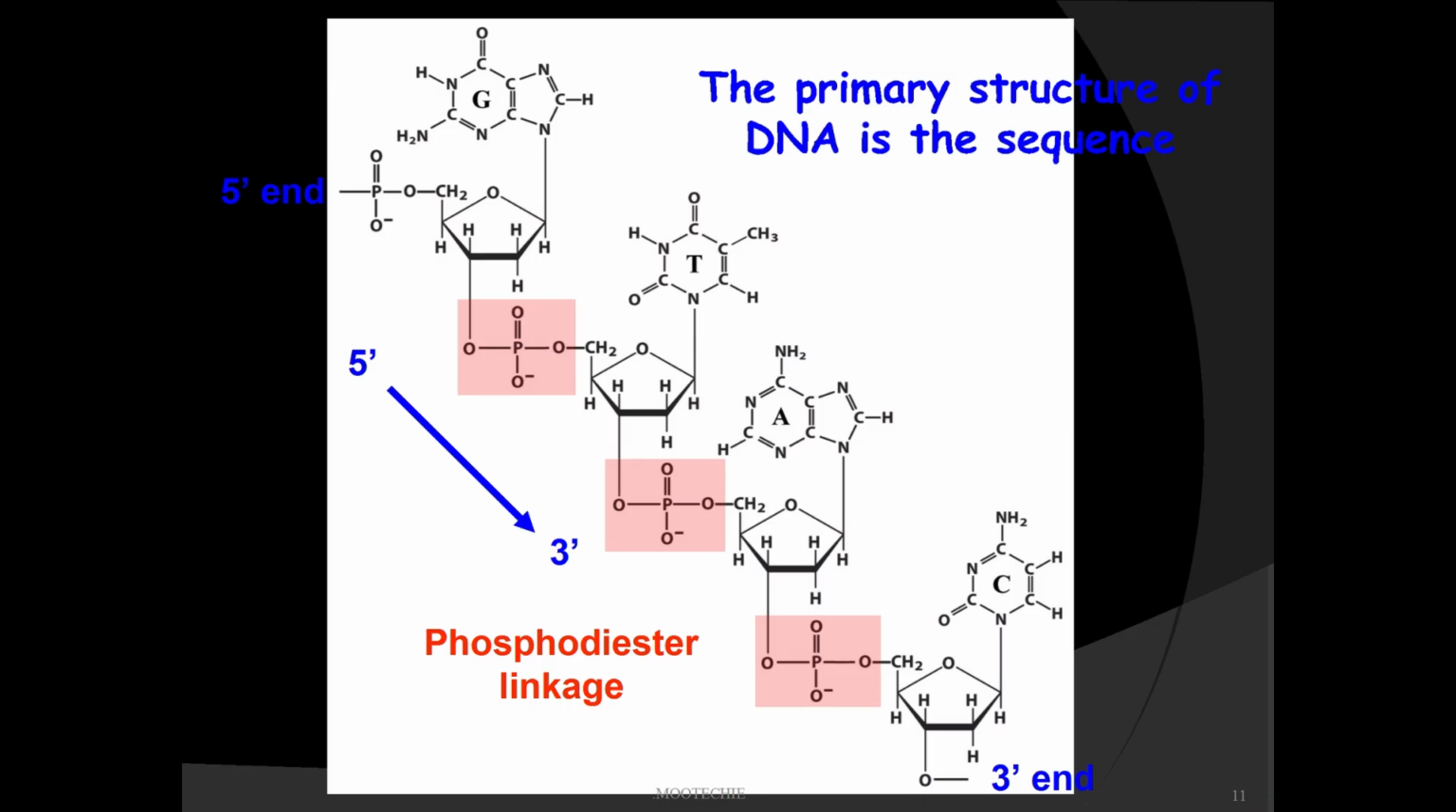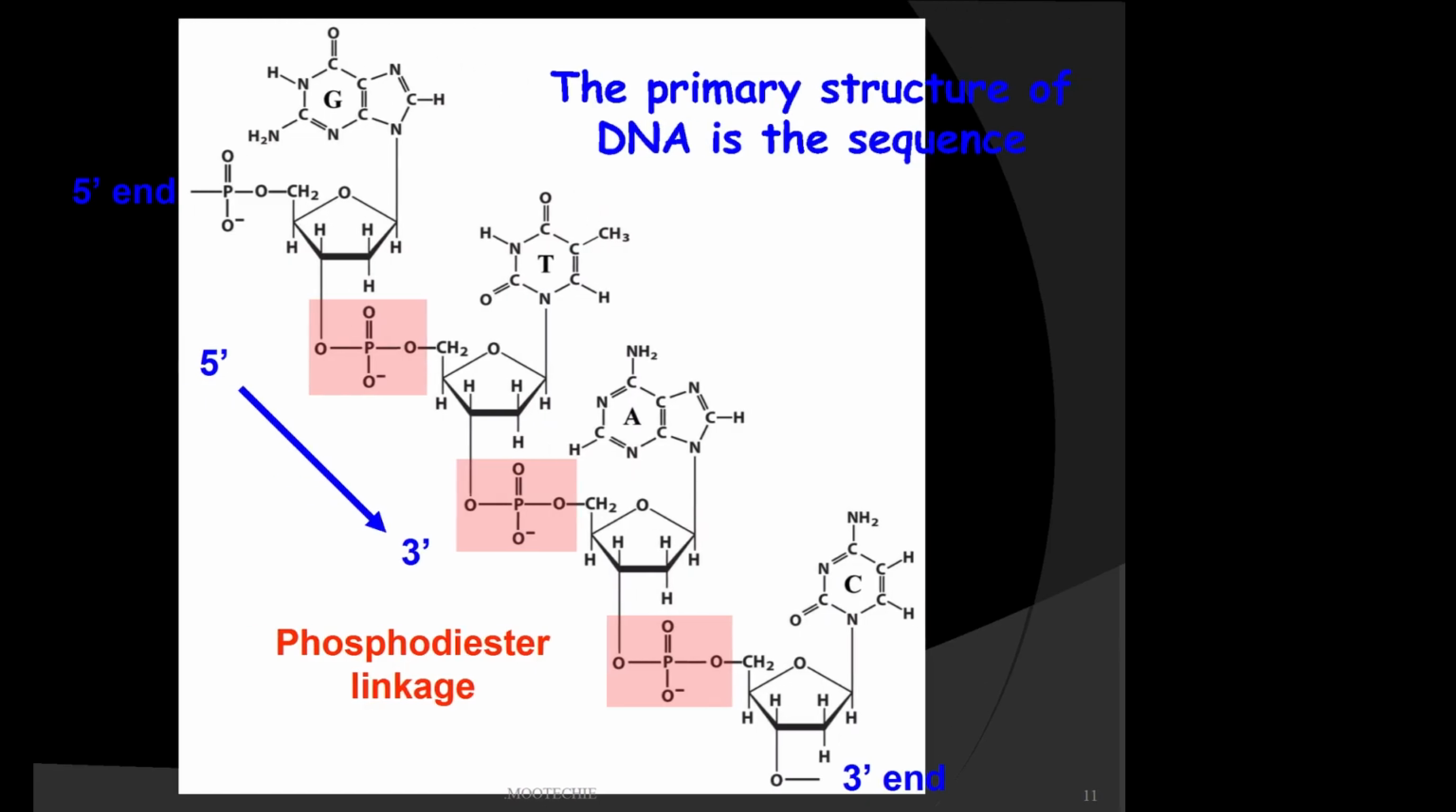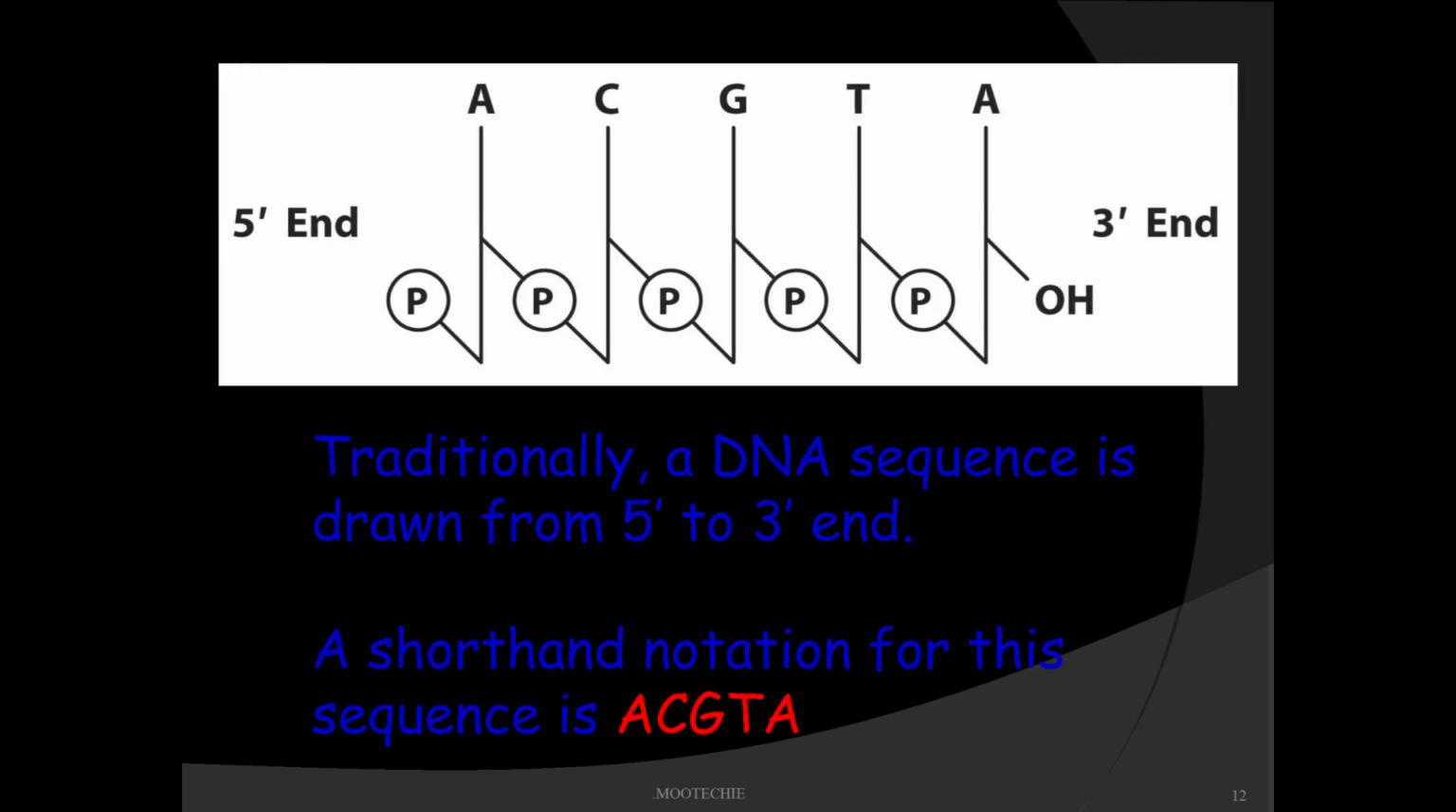of the next. We can depict this as a chain: 5' end, then a phosphate, then A, then phosphate, C, phosphate, G, phosphate, T, phosphate, A, and finally an OH at the 3' end. Traditionally, a DNA sequence is drawn from the 5' to the 3' end. So, a shorthand notation for this sequence is simply ACGTA.